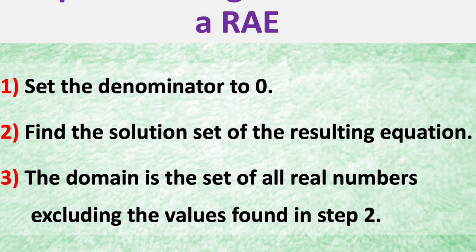So, paano ba nating hahanapin ang domain ng isang rational expression? Una, kailangan nating iset yung denominator natin as 0. Pangalawa, find the solution set of the resulting equation. Pangatlo, the domain is the set of all real numbers excluding the values found in step number 2. Ibig sabihin, kung anong value ang makukuha natin for a certain variable, hindi po natin siya isasali sa ating domain. Bigay tayo ng halimbawa.